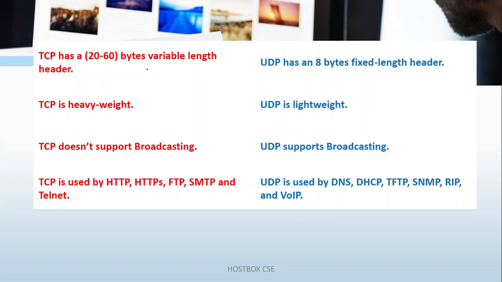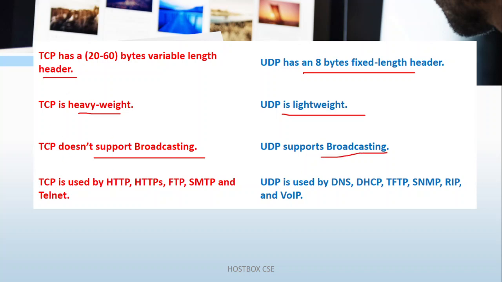Moreover, TCP has a 20 bytes header, and UDP has an 8 bytes fixed length header. TCP is heavyweight and UDP is lightweight. TCP does not support broadcasting, remember, and UDP supports broadcasting. So that is a major advantage of UDP here.